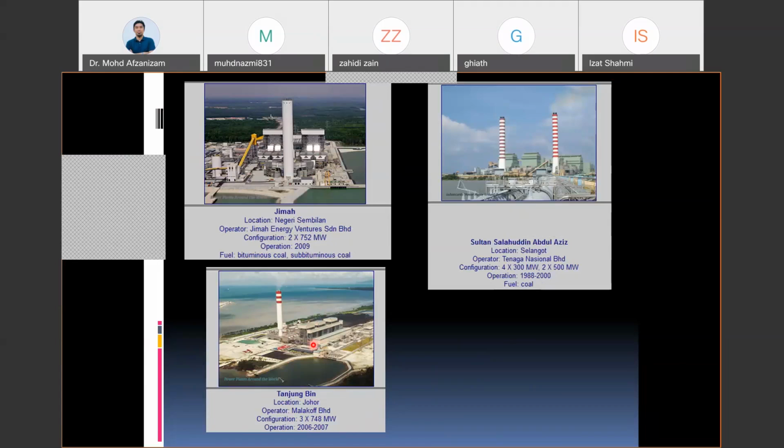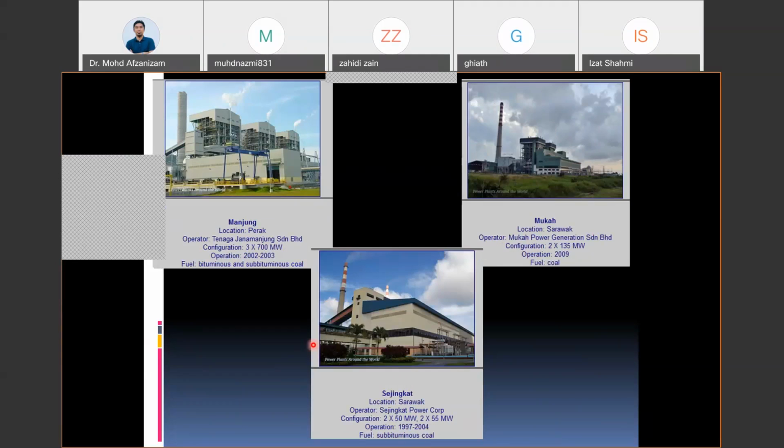So these are a few numbers related to the power plants. Manjung, if you have not been there, is 2,000 megawatt. Mukah is 200 something. Sejingkat, Sarawak, is more or less 200 megawatt.